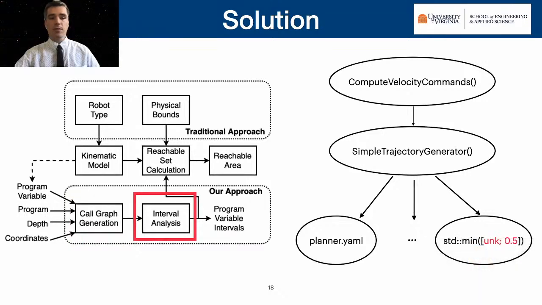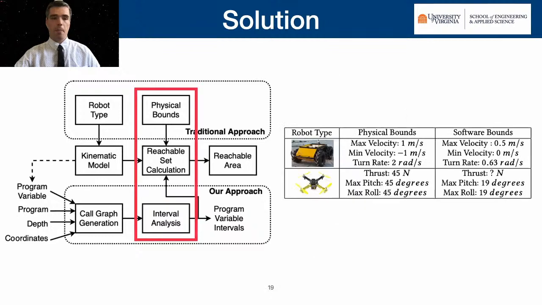We then apply interval analysis to these nodes. Interval analysis computes a lower and upper bound for a given program variable. These bounds are propagated up through the call graph, which results in conservative software bounds for each of the given program variables. Using these new constraints, we compute the reachable set. The preliminary results show that there's a dramatic reduction between what the robot is physically capable of doing and what the software is capable of commanding the robot to do.